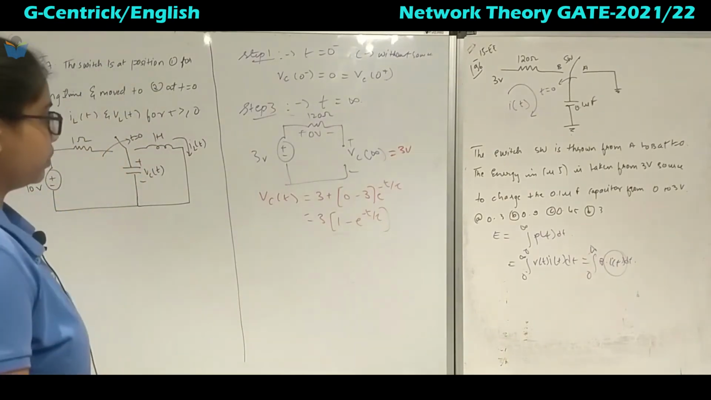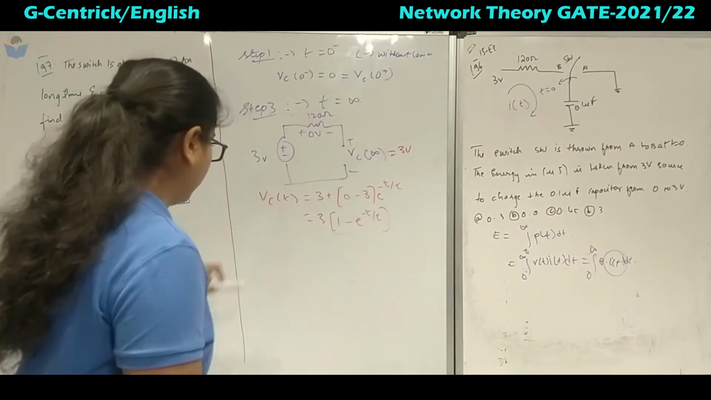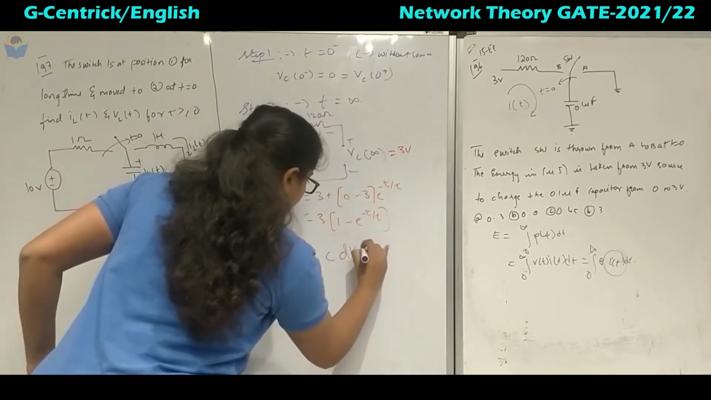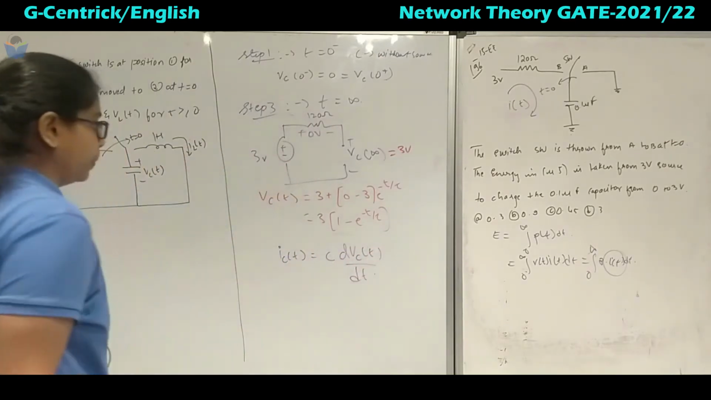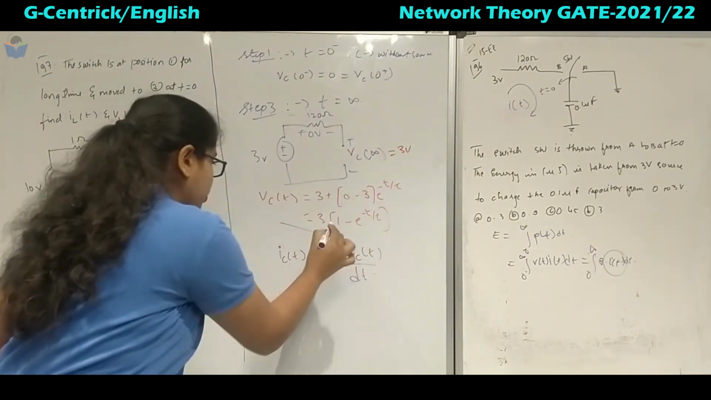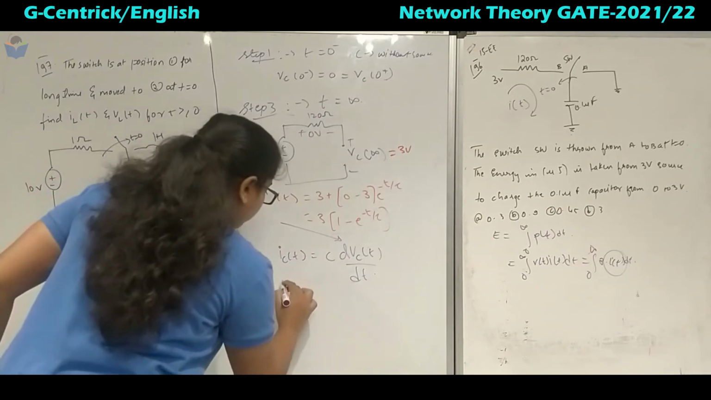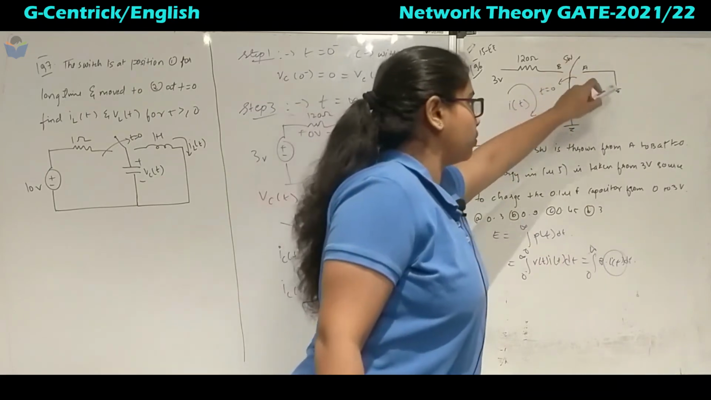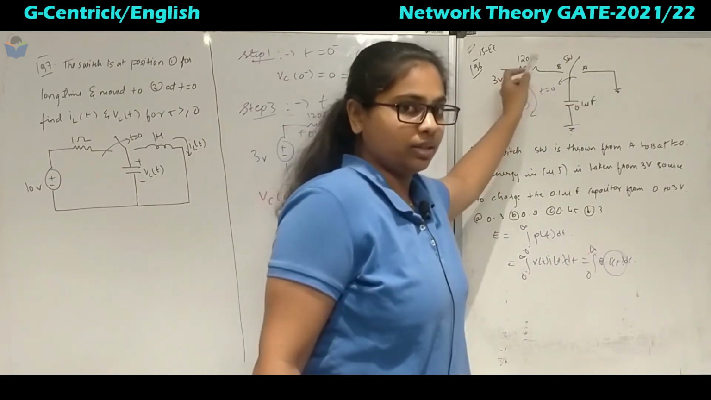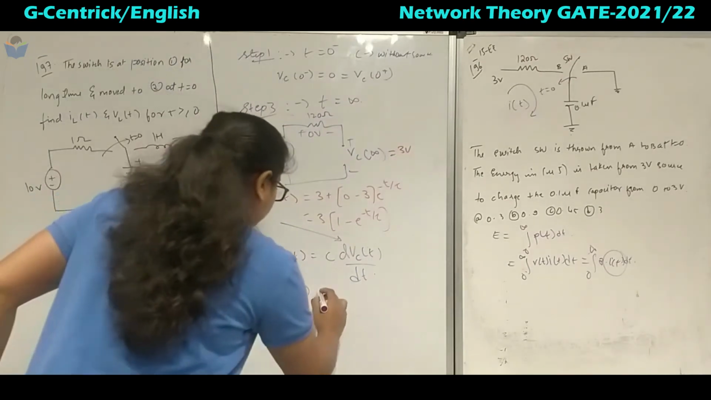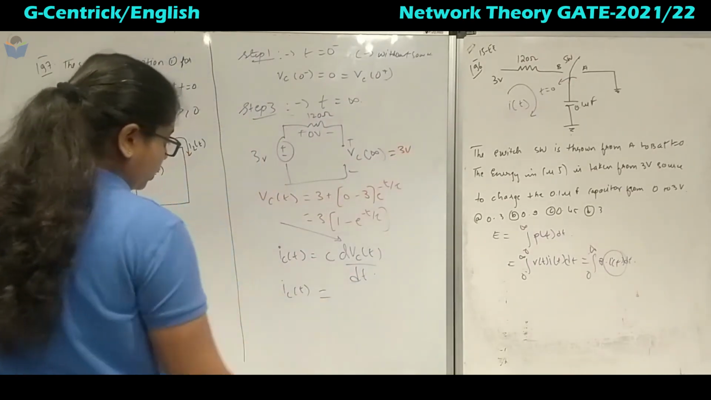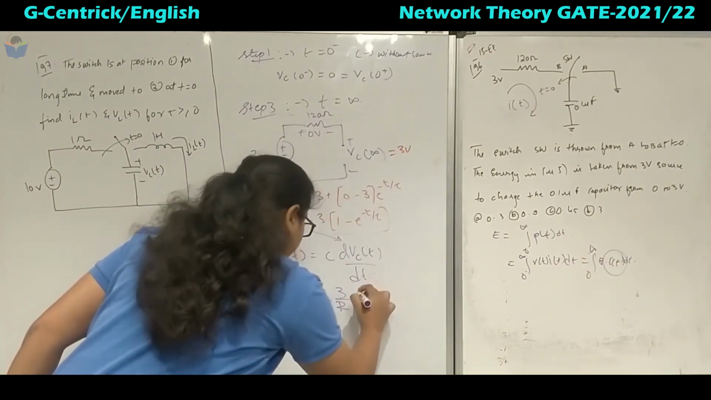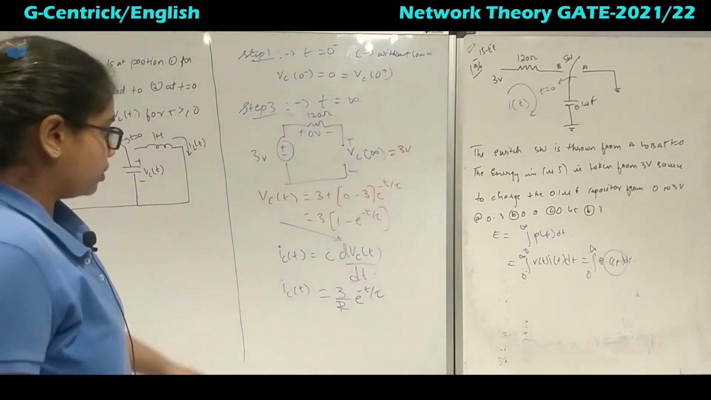Now when we have got Vc of t, we know that Ic of t is nothing but C dVc of t divided by dt. Substitute this value in this one, and you will get Ic of t. This Ic of t is same as I of t, so this circuit has no value. Now I of t will be equal to Ic of t, it's a series circuit. The final answer that you will get, the C value is also given, put it over here. So you will get the final value as 3 divided by R e to the power minus t over tau.